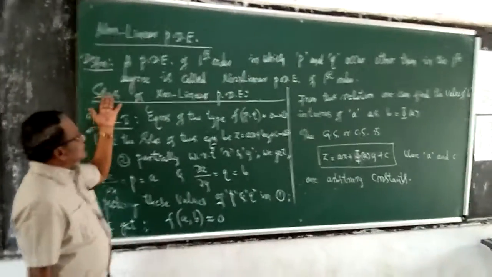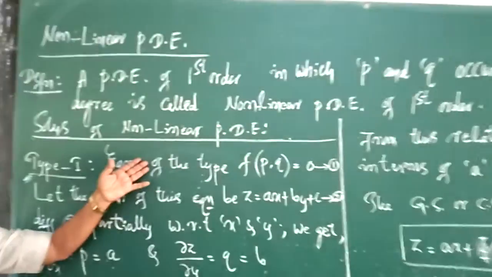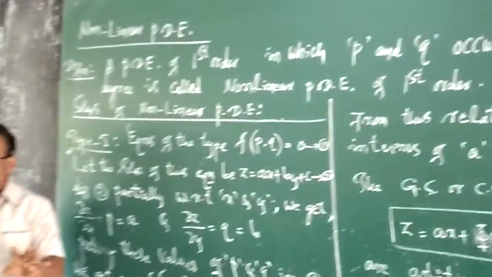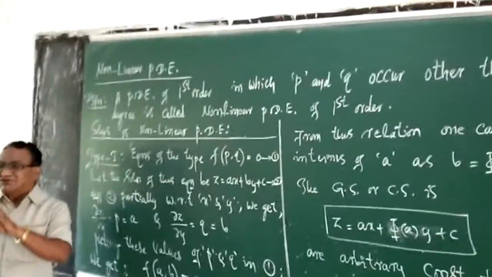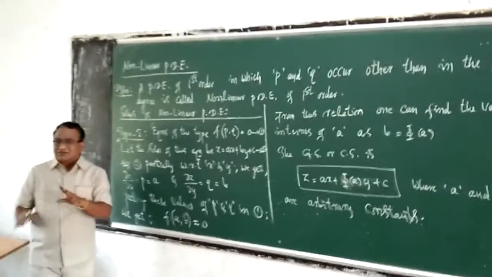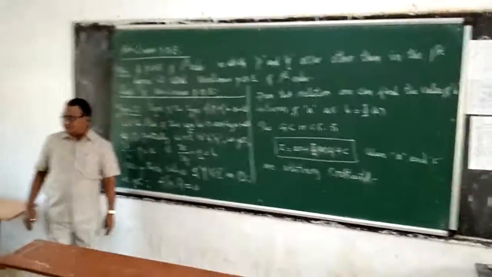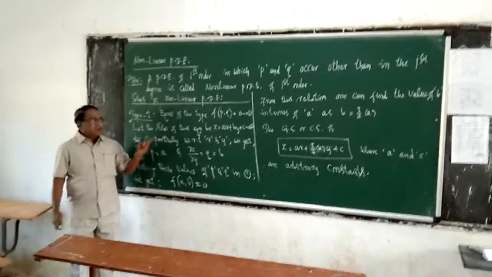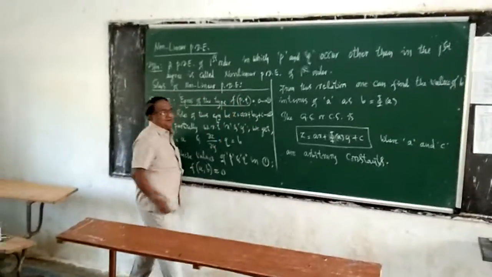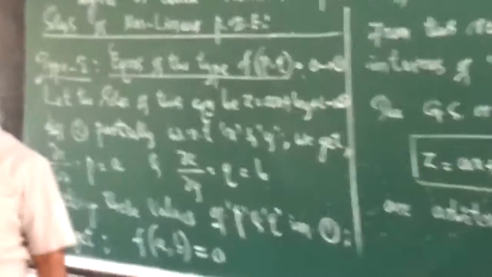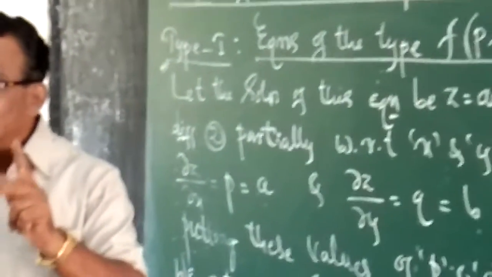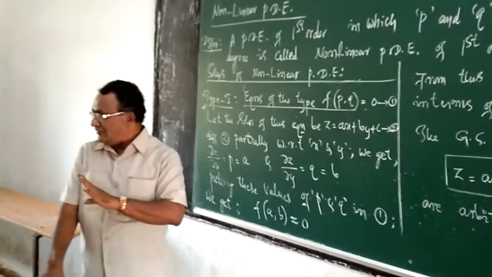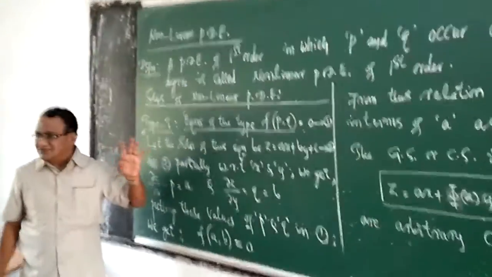Now let us think of the solutions of non-linear partial differential equations. We are going to bifurcate these non-linear partial differential equations into 5 types, and we shall discuss them one by one. First one is type 1. Equations of the type f of p comma q is equal to 0, meaning equations containing only p and q. No x, no y, no z. It contains only p and q. How to solve such equations?